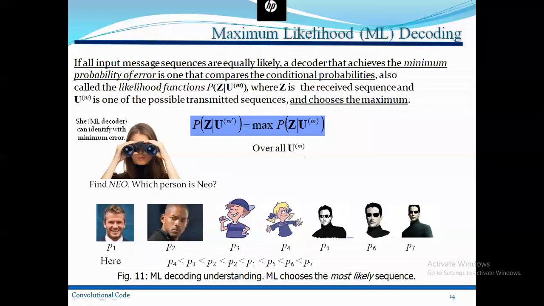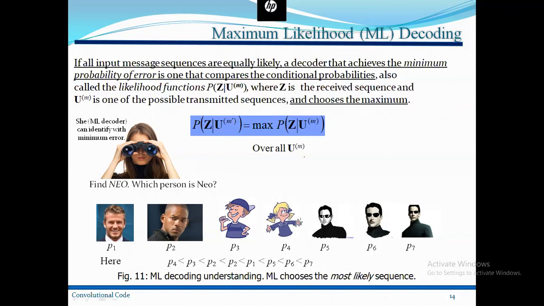Okay, in this lecture, we learn about convolution decoding. For convolution decoding, we review the maximum likelihood decoding procedure, because in convolution decoding, we use maximum likelihood decoding. In maximum likelihood decoding, we compare the two conditional probabilities if the channel is binary, and whichever probability is higher, we decide the decision accordingly.